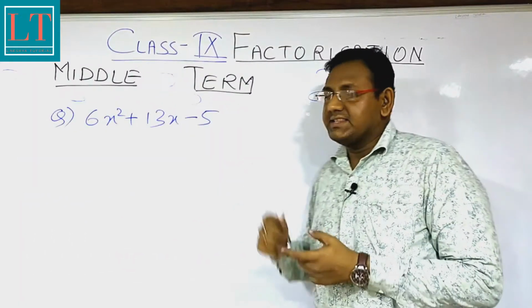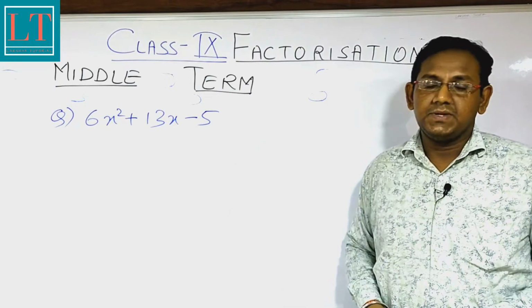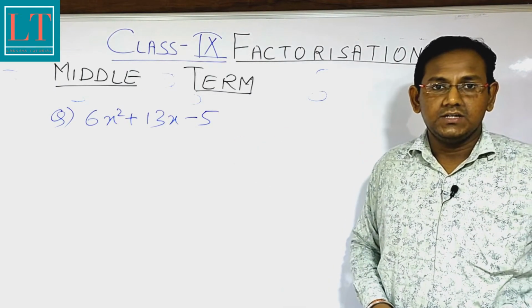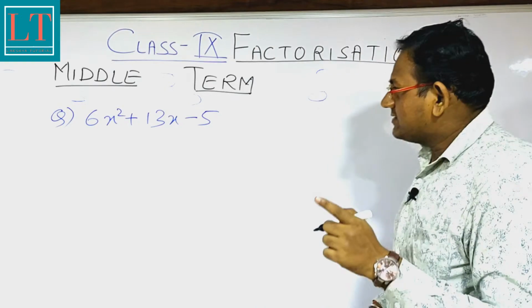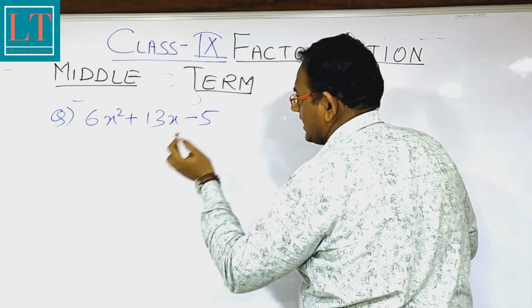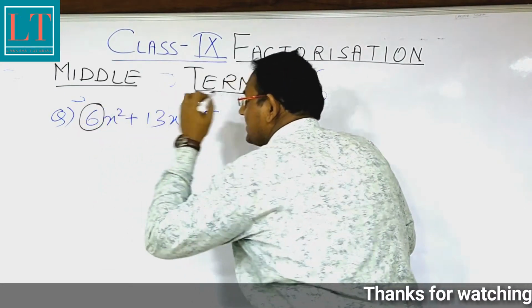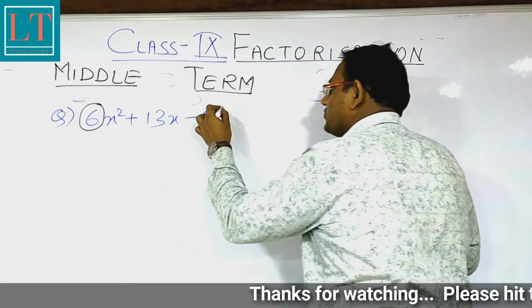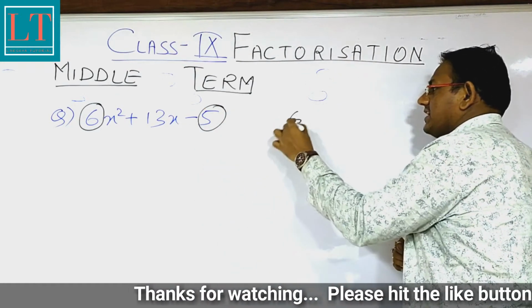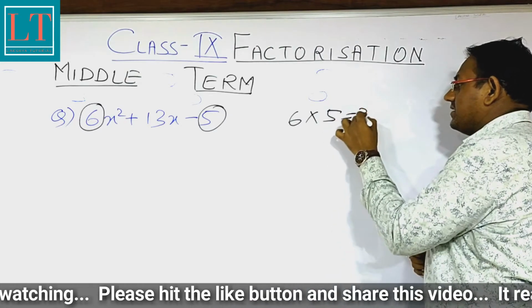Now let us understand this question. In this question we are getting 6x square plus 13x minus 5 over here. Now the basic concept that we have discussed is to multiply the first term and the last term. In this particular case, instead of getting 1, we are getting 6 over here. And the last one is 5. So the first thing is to multiply 6 into 5 and we will get 30 over here.